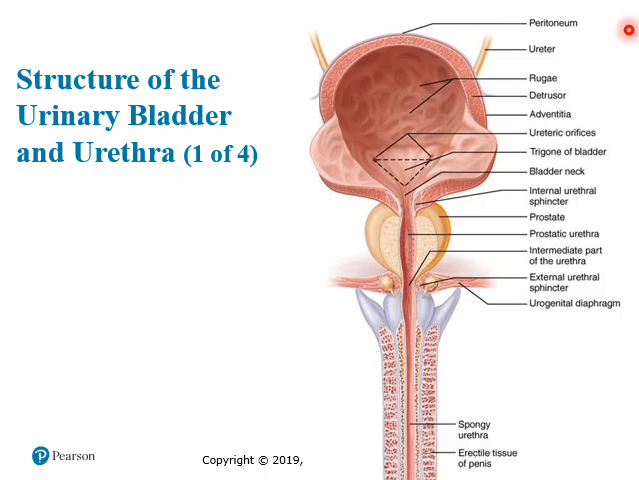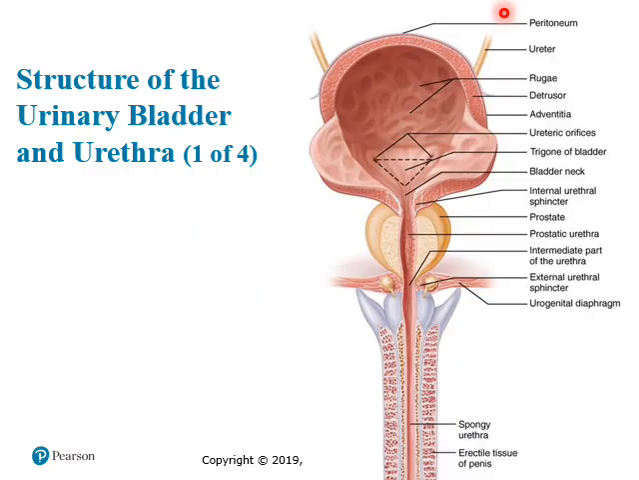In males, you have the prostate, which is inferior to the bladder neck, right there. Okay, but in females, the bladder is anterior to the vagina and the uterus.